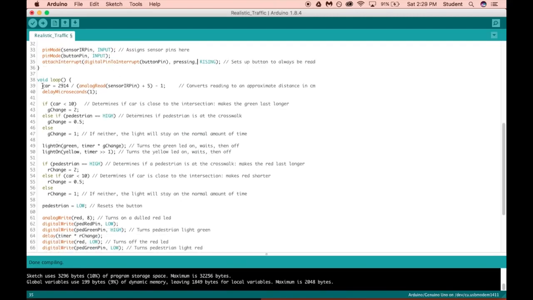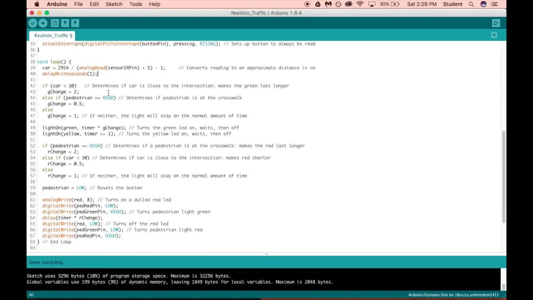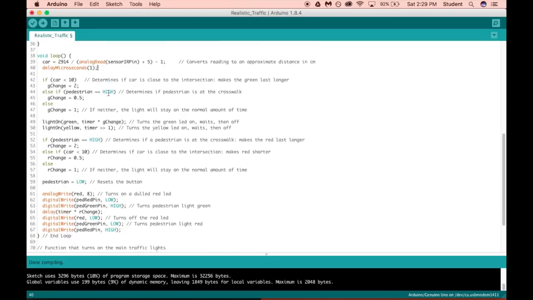But here we have car, which is a converted sense of what the pin is actually reading. Since the sensor sends a signal that's inversely proportional, like 1 over x, it's very weird, and you have to figure out this formula to get a rough approximate distance in centimeters. And then we obviously have a delay so that it has time to read, because it takes around 13 oscillations.